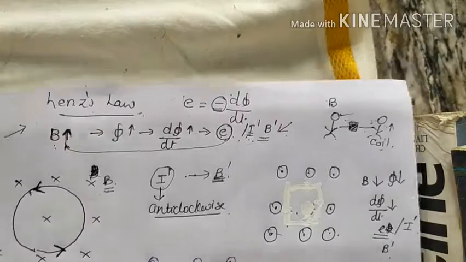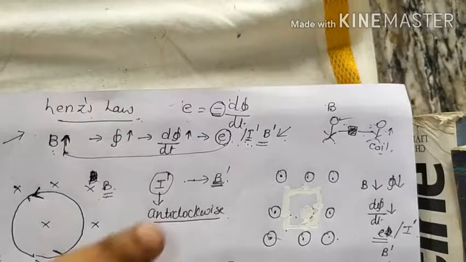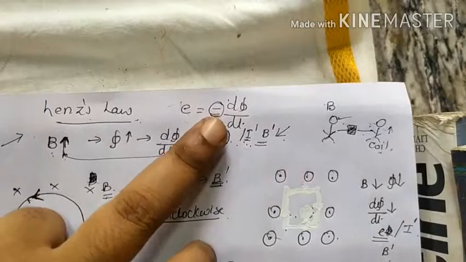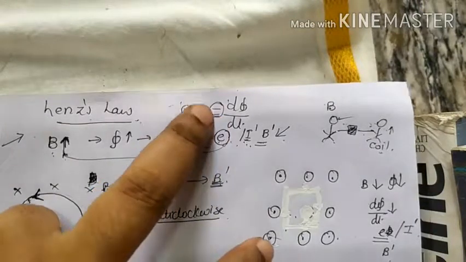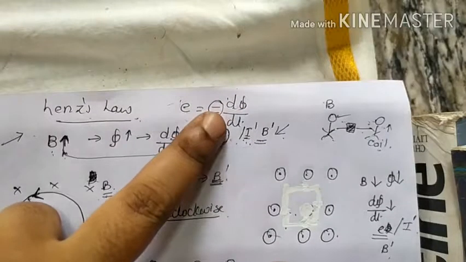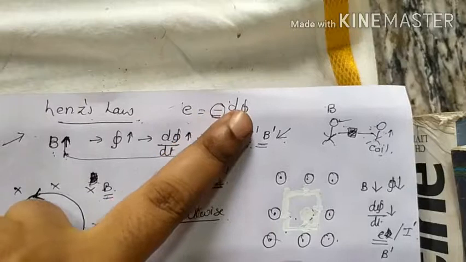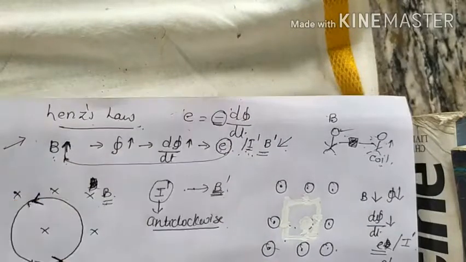Lenz's law. What is Lenz's law? Lenz's law states that the direction of the induced EMF is always such that it opposes the cause producing it. So the EMF direction is opposite to the flux or magnetic field, that is indicated by this negative sign. If flux is negative, then minus EMF becomes positive, like that. Clear? Okay, so let's move on.